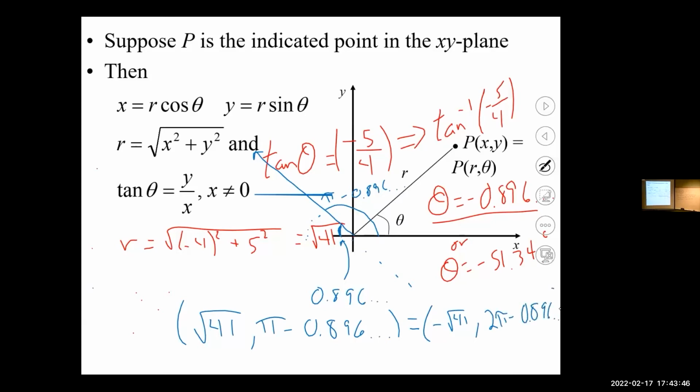0.896. Because we can keep going around this circle, there's an infinite number of ways we can define a point in polar, any single point, because we can always go another 2 pi around the circle and get back to the same point. We always keep it as simple as possible. This would be the one that we would use. We'll talk a little bit about that idea of a negative radius down the road. Questions about that?